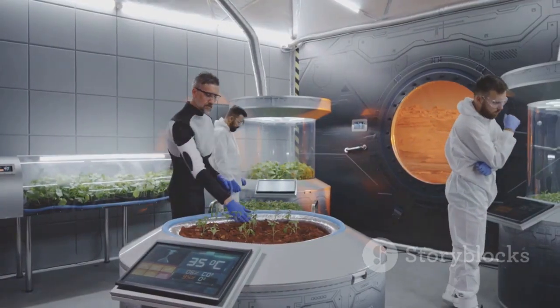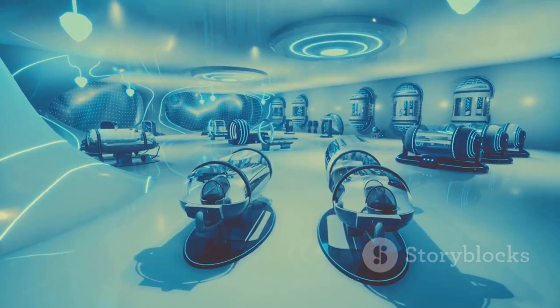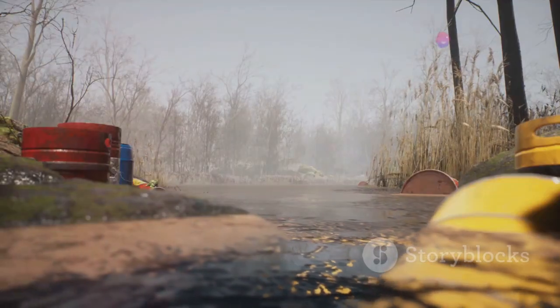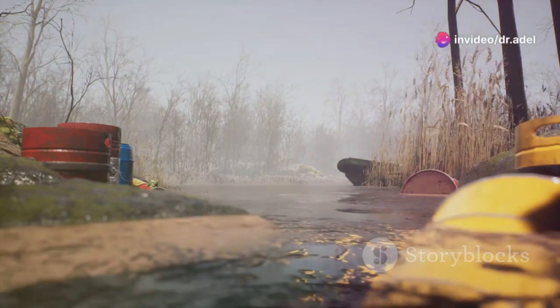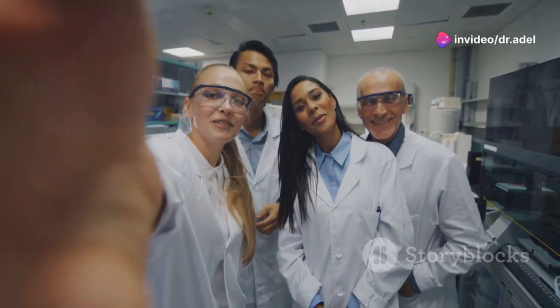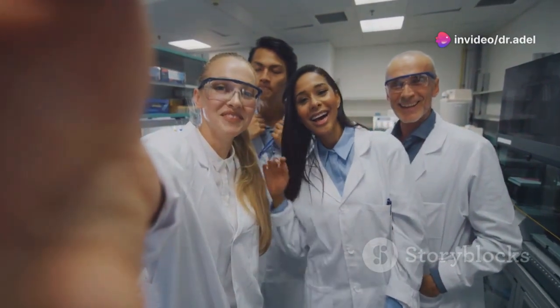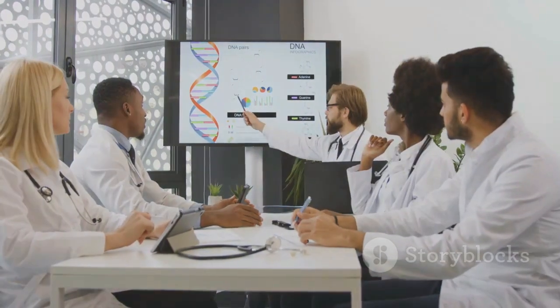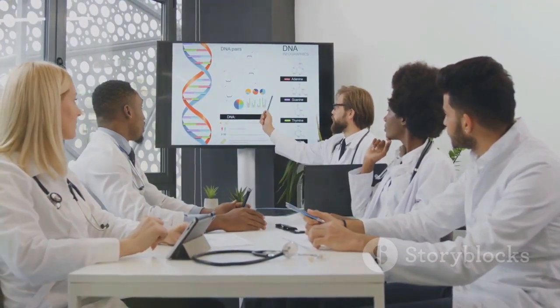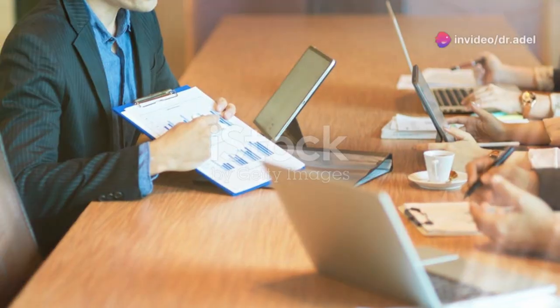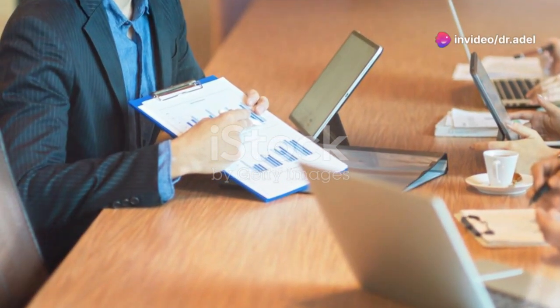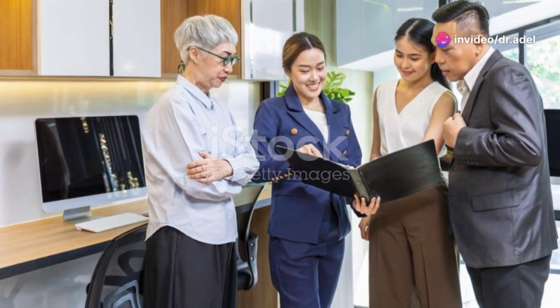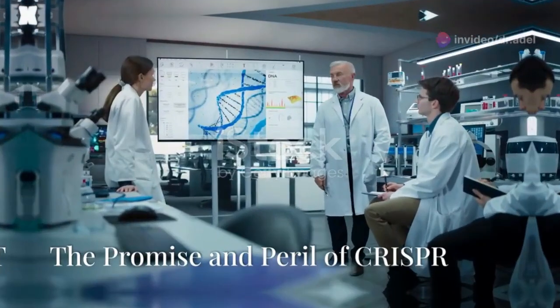CRISPR could revolutionize biofuel production, create new materials with enhanced properties, and even contribute to conservation efforts by protecting endangered species. The potential benefits of CRISPR are vast, offering solutions to some of humanity's most pressing challenges. However, realizing this potential requires responsible development, ethical oversight, and open public dialogue to navigate the complex implications of this revolutionary technology.